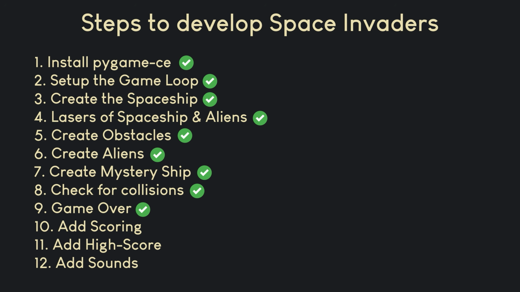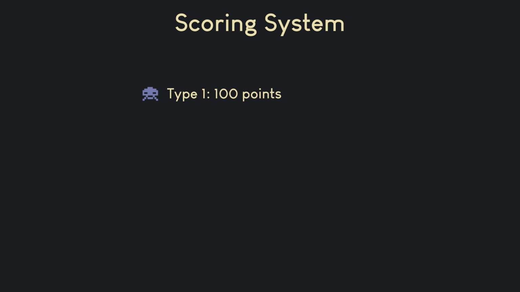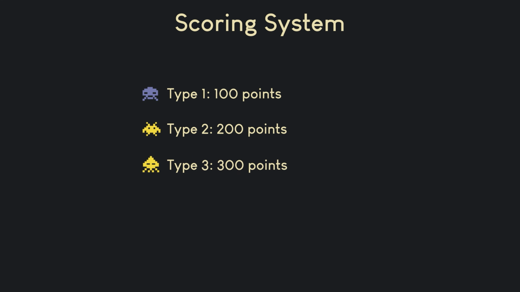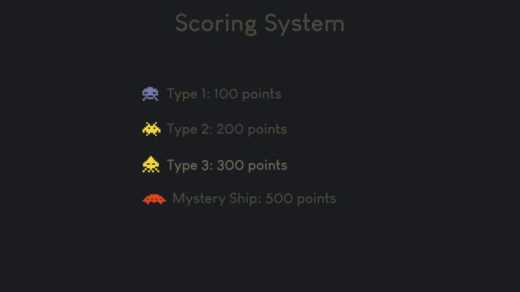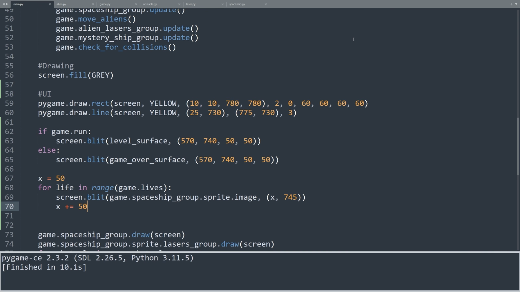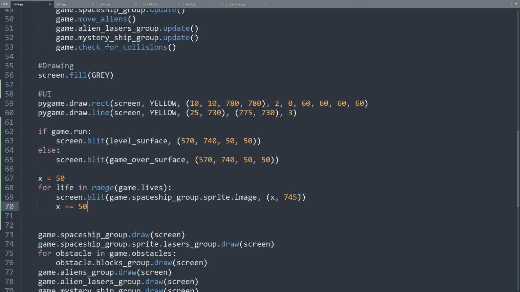The next step is to add scoring to the game and display it on the screen. In our simplified version of Space Invaders, the player will earn points each time it hits an alien or the mystery ship. The player gets 100 points when he hits an alien of type 1, 200 points when he hits an alien of type 2, and 300 points when he hits an alien of type 3. Also, he earns 500 points when he hits the mystery ship. To implement this scoring system, we will need to add a score attribute to our game class.